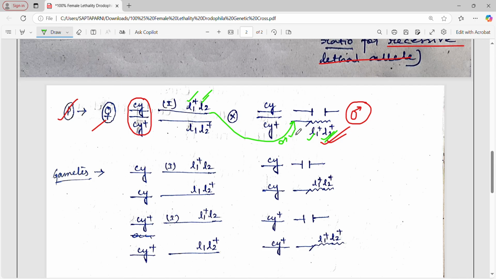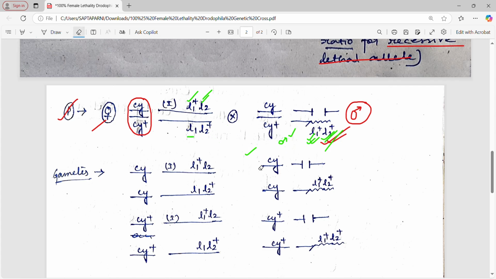Similarly, when this X chromosome of the mother combines with this Y chromosome of the father, it will get the product of L2 plus from both father and mother, and the absence of L1 plus on the X chromosome of the mother is complemented by the presence of L1 plus on the Y chromosome of the father. So it is getting the products of both L1 plus and L2 plus. So this male will also survive. That is how males are surviving but females are dying in the F1 generation. I hope this is clear to you now.